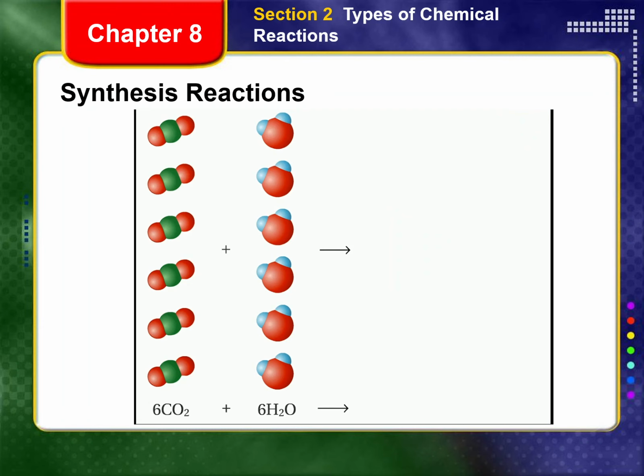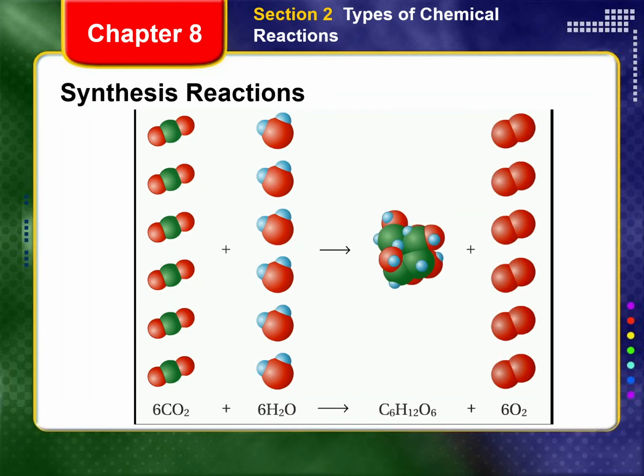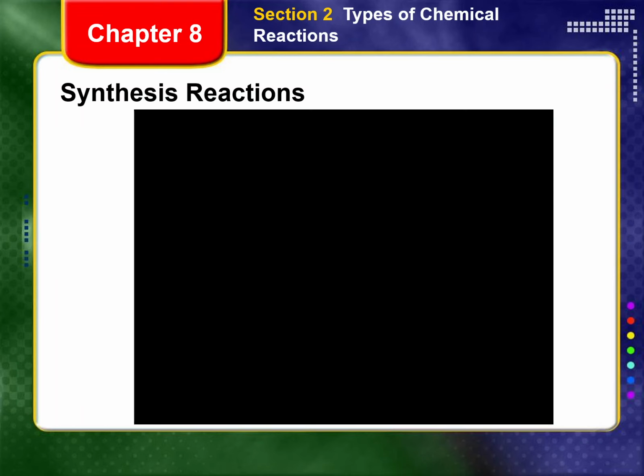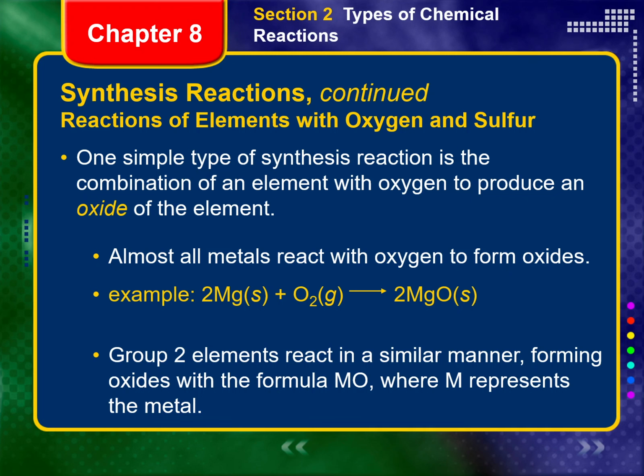Carbon dioxide and water can react to form sugar and oxygen. This is an example of a synthesis reaction. 2 substances have combined to form a new compound, sugar. One simple type of synthesis reaction is the combustion of an element with oxygen to produce an oxide of that element. Almost all metals react with oxygen to form oxides.